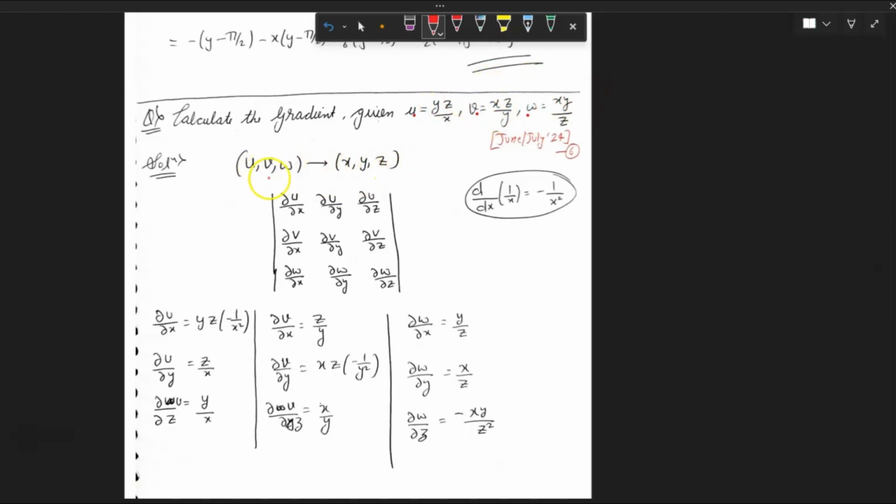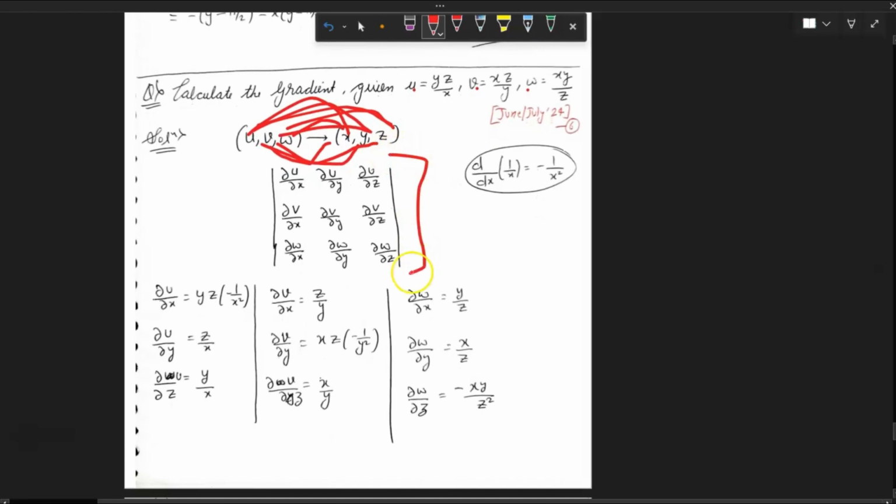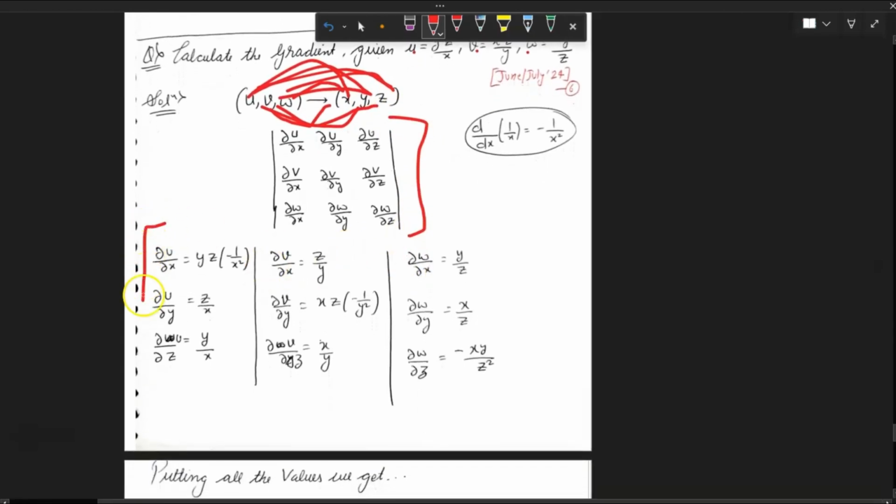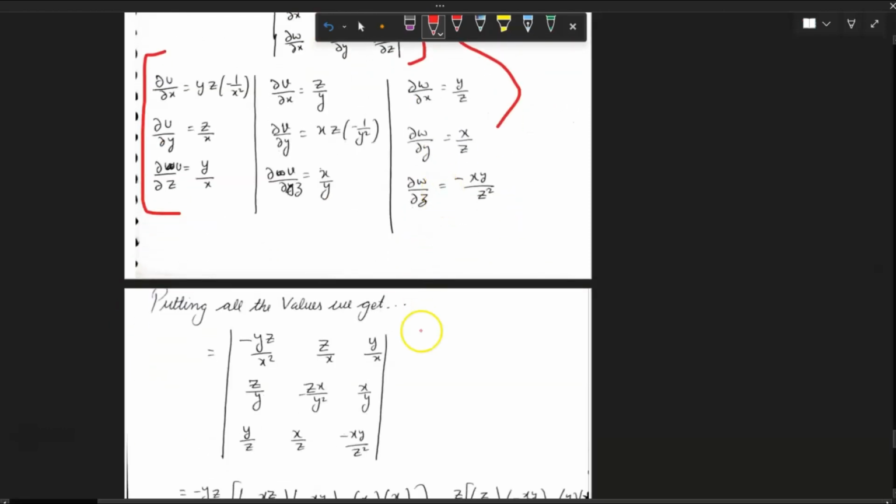So take all the partial differentiations separately. Dou u by dou x, dou u by dou y, dou u by dou z. Likewise you have to move. Now dou v by dou x, dou v by dou y, and dou v by dou z. Then dou w by dou x, dou w by dou y, dou w by dou z. So this is the matrix you will get. Then find all the individual partial differentiation values and put them in this equation. You will get the answer.